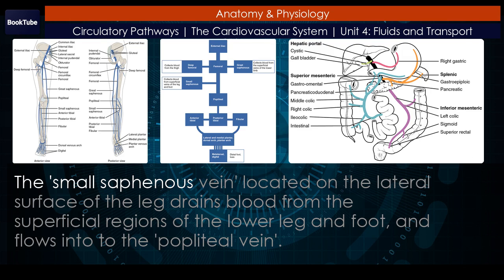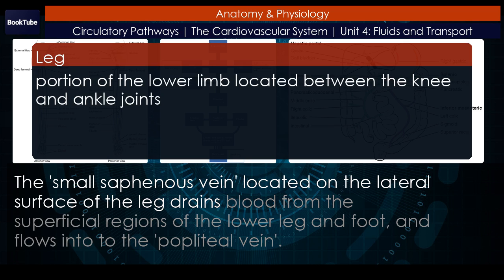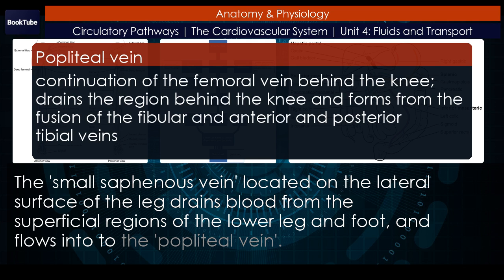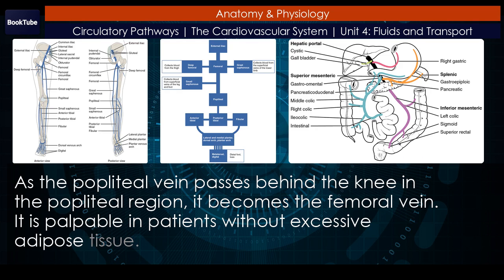The small saphenous vein located on the lateral surface of the leg drains blood from the superficial regions of the lower leg and foot, and flows into the popliteal vein. As the popliteal vein passes behind the knee in the popliteal region, it becomes the femoral vein. It is palpable in patients without excessive adipose tissue.